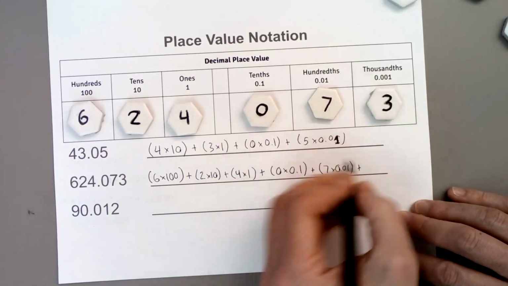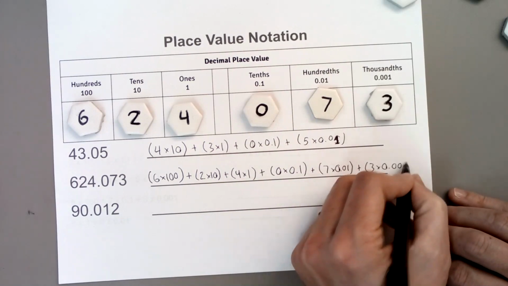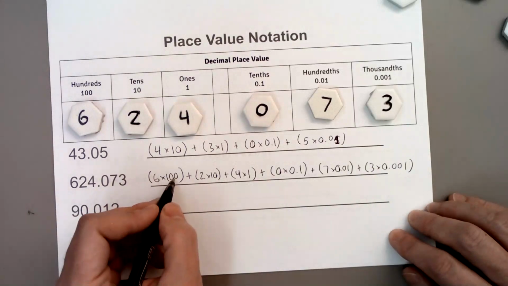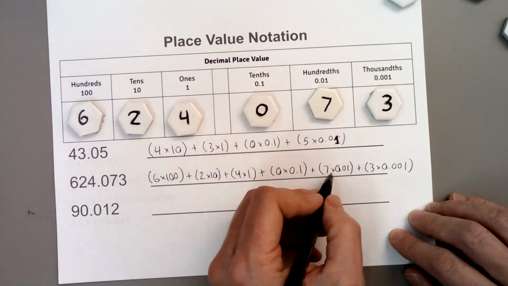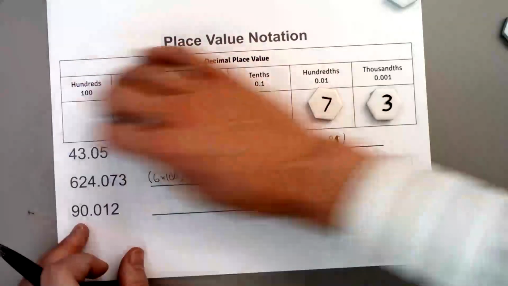And the 3 is in the thousands place, so 3 times 1,000th. There we go. It's just showing you each digit and the place that they're in. The 6 is in the hundreds place, the 2 is in the tens place, the 7 is in the hundredths place, etc. Okay, last one here.